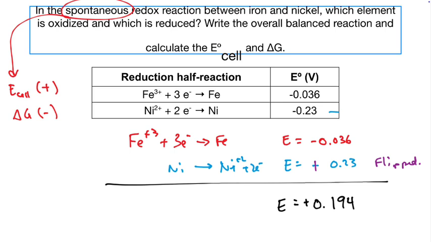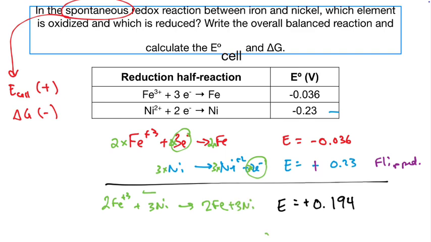I didn't write the overall balanced equation. If we tried to go through and do the overall balanced equation, do we note an issue? Difference in electrons. How do we ensure our electrons match? The lowest common multiple between 3 and 2 is 6, so I can multiply the top equation by 2, the bottom equation by 3. I would get 2 Fe plus 3 nickel goes to 2 Fe plus 3 nickel.